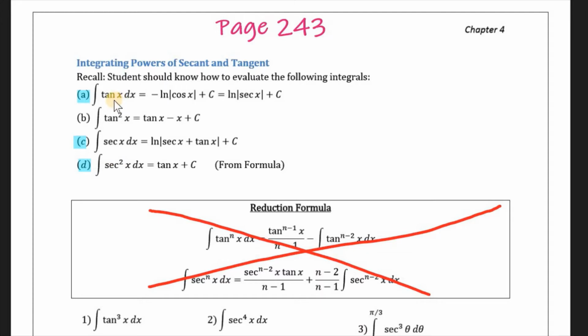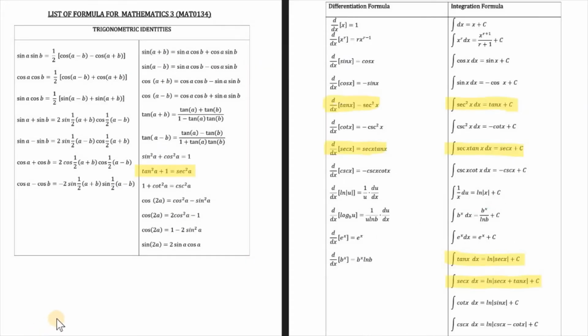The integrals relating to tangent and secant, what are the formulas given? These are some formulas given to us. We need to use the trigonometric identity, playing with tangent and secant: tangent square x plus 1 is equivalent to secant square x. And then we need to apply the derivative formulas later on. The derivative of tangent is secant square, and the derivative of secant is secant x tangent x.